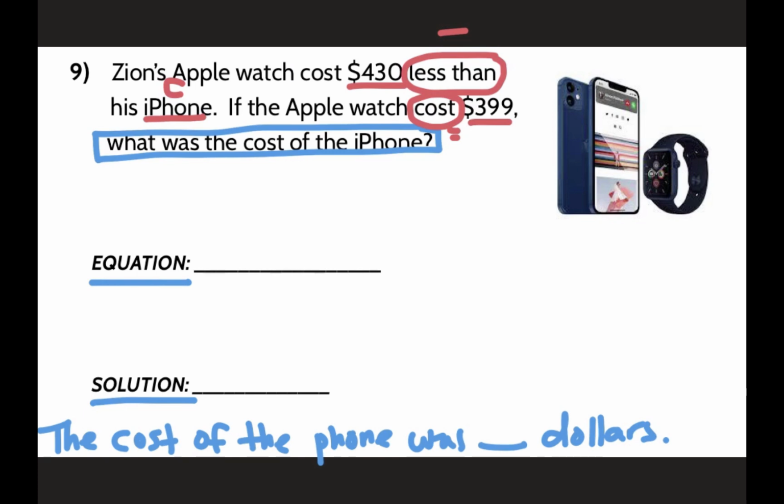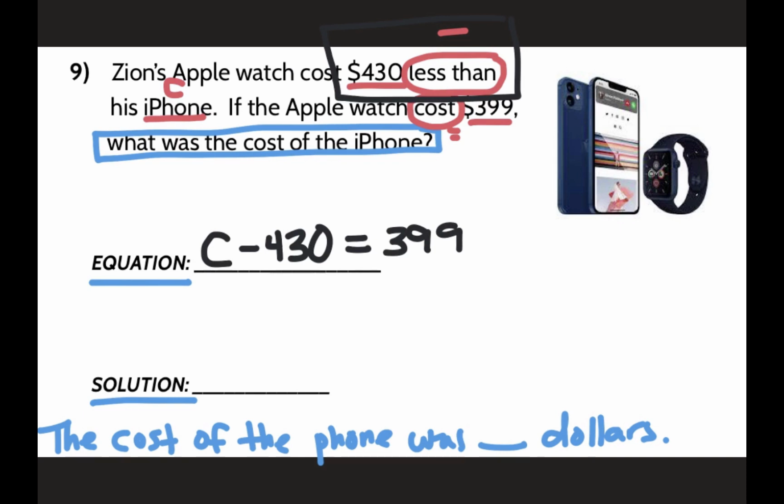Let's go ahead and translate. Zion's Apple Watch costs $430 less than. This whole part right here, 7th graders, are turnaround words. It needs to come after his iPhone, which we're letting the variable C represent. So C minus 430, we know that that equals 399. There is our equation which models the situation above. It's a one-step subtraction equation. We need to use addition to get this minus 430 out of there. So let's add 430 to both sides.